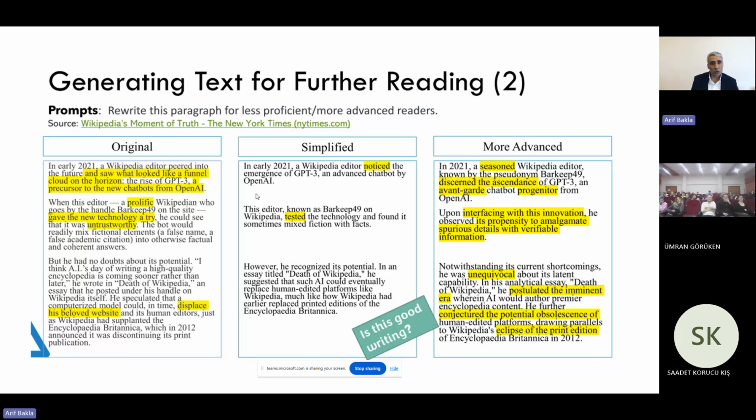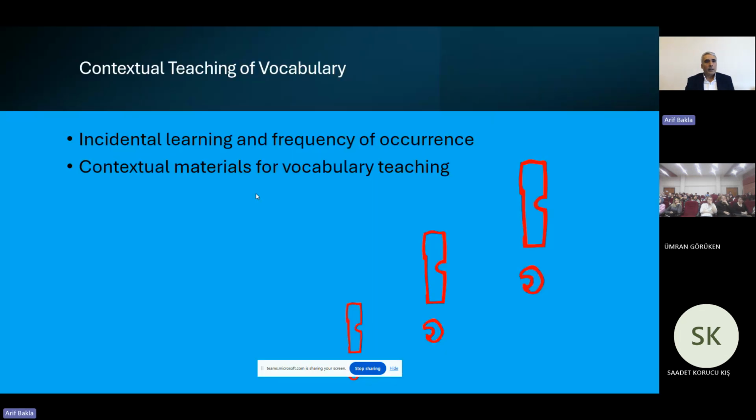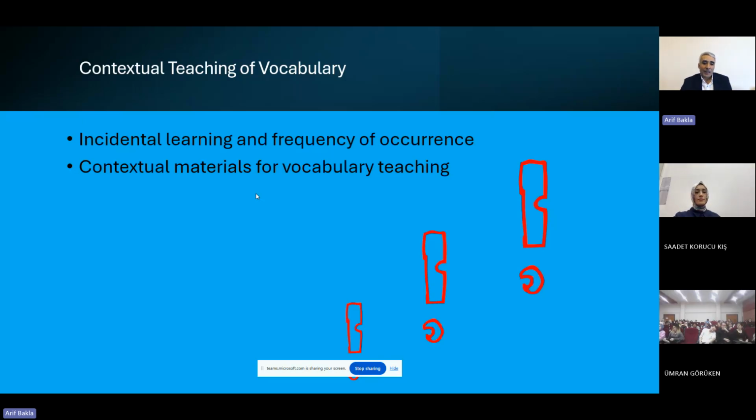Simplification or abridging, shortening texts. This is a better functionality of AI tools, friends. Okay, so contextual teaching of vocabulary. This is another good aspect of AI tools.